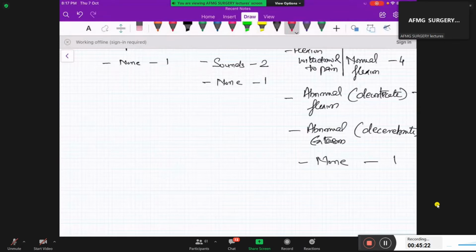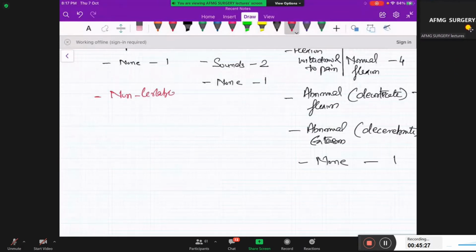We will write non-testable. We will write here non-testable. Means patient has a tube inside the trachea, we can't test it. Right? Don't tell us to test because it is non-testable. Okay. And say for example, patient is having eyes swollen. Because of the swelling, the eyes are closed. Now, how will you assess eye response here again? You can't assess. So you will again write non-testable.